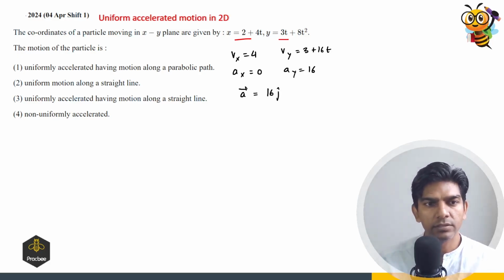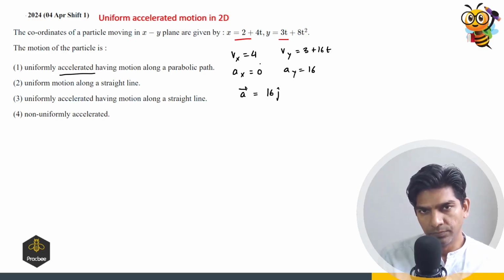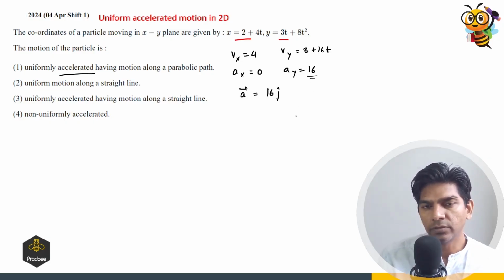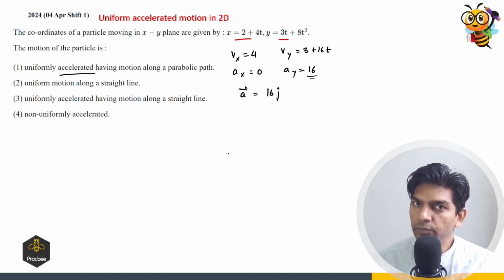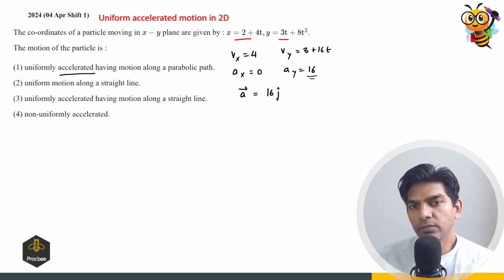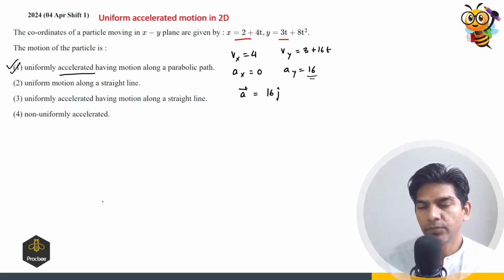So it is constant acceleration. So it's a uniform accelerated motion. If you look at the velocity, the initial velocity is in a plane, and the acceleration is in the y direction, right? So when we have velocity and acceleration in different directions, and the acceleration is constant, then we will be having a parabolic path. So option 1 is the right answer.